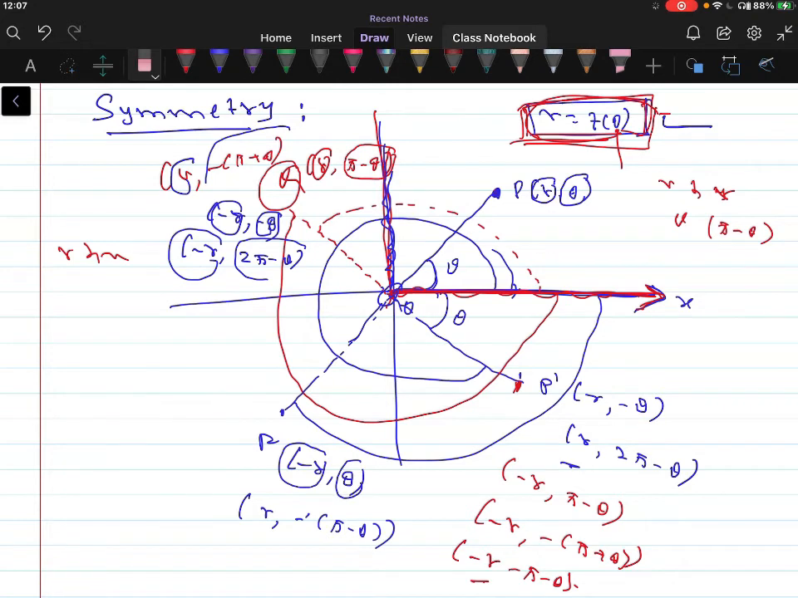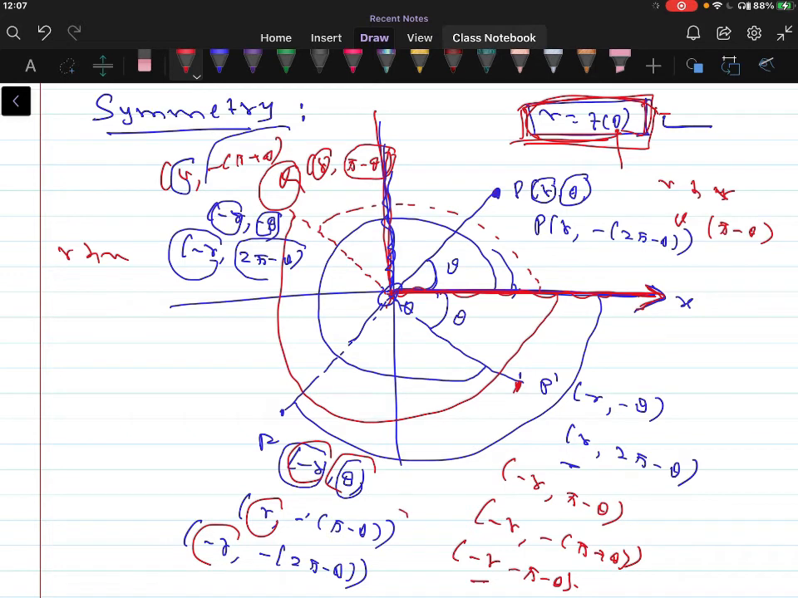The point P can also be represented from the clockwise direction. So P of r comma minus of 2 pi minus theta. Again, in R you can take it as minus r comma minus of 2 pi minus theta. So if we replace r by minus r or r, and theta by theta, or theta by minus of pi minus theta, or theta by minus of 2 pi minus theta, and there is no change in the polar curve, then the curve is symmetric about the origin.